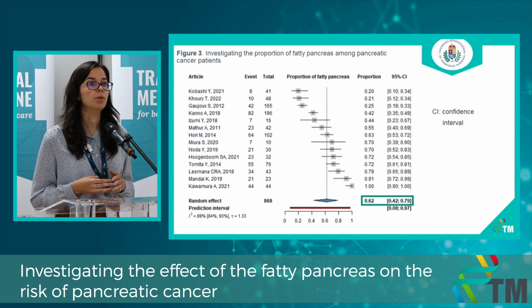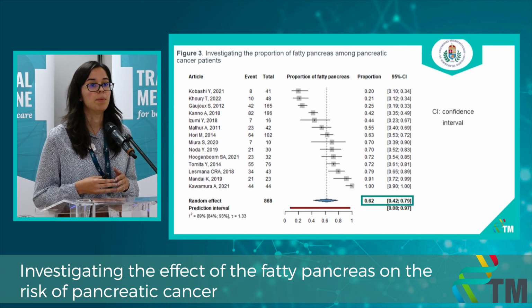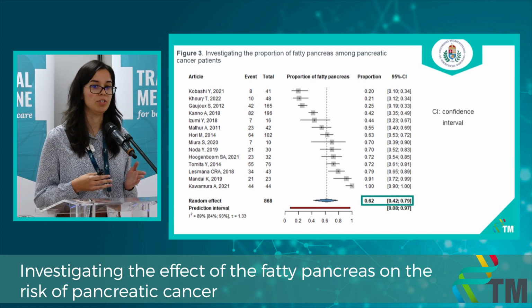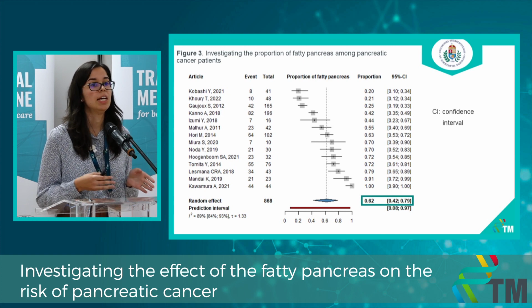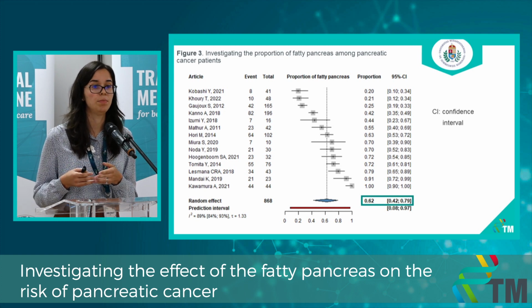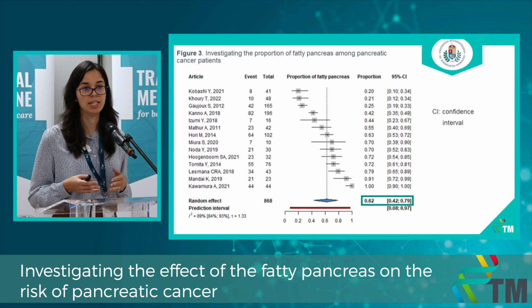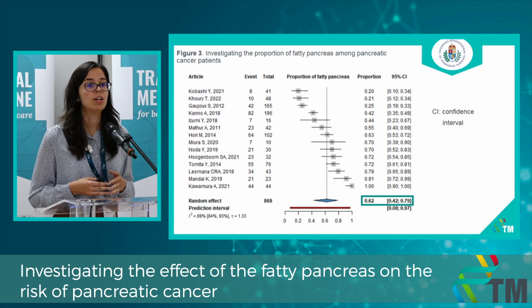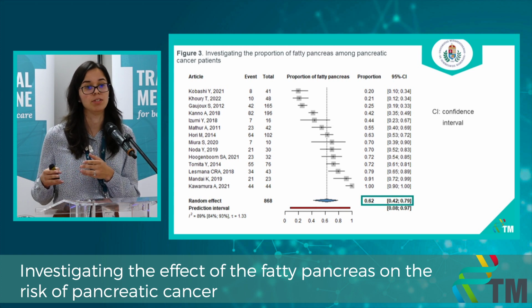Here we investigated the proportion of fatty pancreas among pancreatic cancer patients. You can see that the heterogeneity was quite high, because sometimes they included patients who underwent EUS for various kinds of hepatobiliary indications, and in the other case they included patients who underwent pancreatoduodenectomy for pancreatic carcinoma. But we can say that the proportion of fatty pancreas among pancreatic cancer patients was 62%, which means that we can find fatty pancreas in more than half of the pancreatic cancer patients.